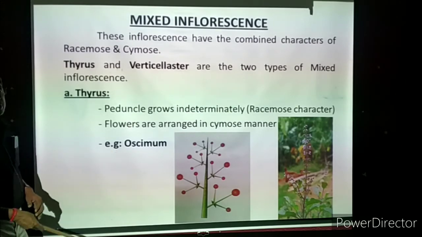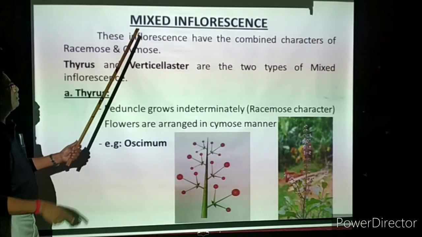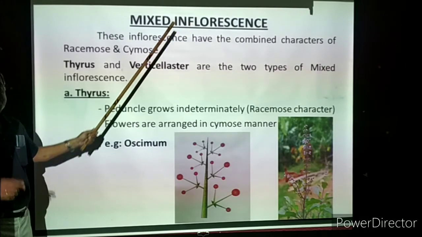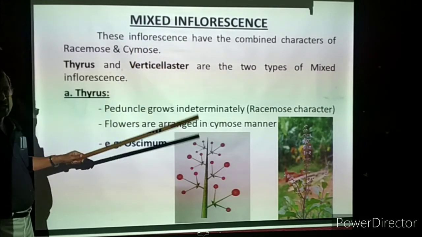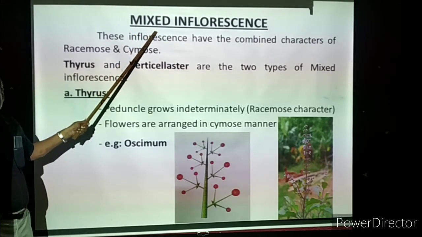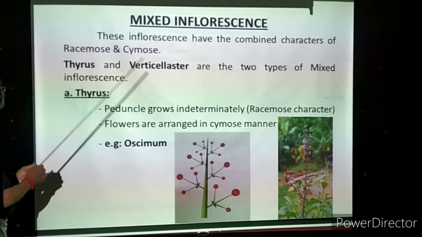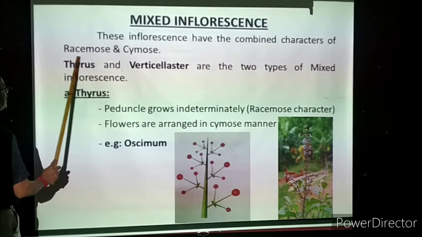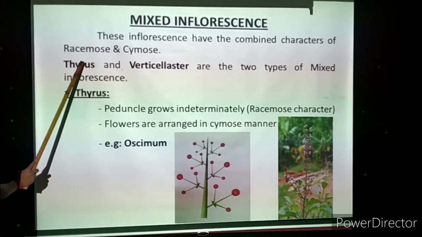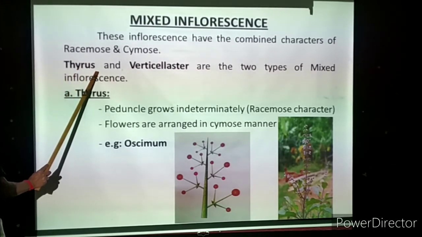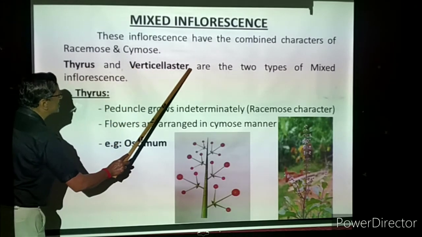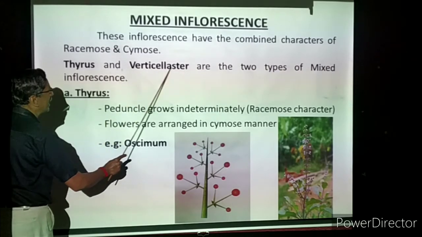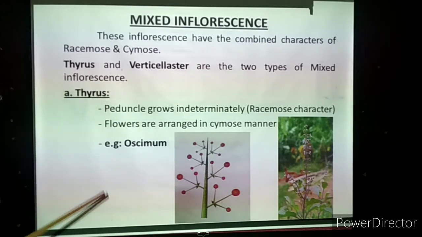Now we are coming to the third type of inflorescence. The third type of inflorescence is mixed inflorescence. Already in the introduction I told you, in this inflorescence, the characters of racemose inflorescence and the characters of cymose inflorescence are mixed together. That is called a mixed inflorescence. Thyrse is one example, and verticillaster is another example. These are the 2 types of mixed inflorescence we are going to study.